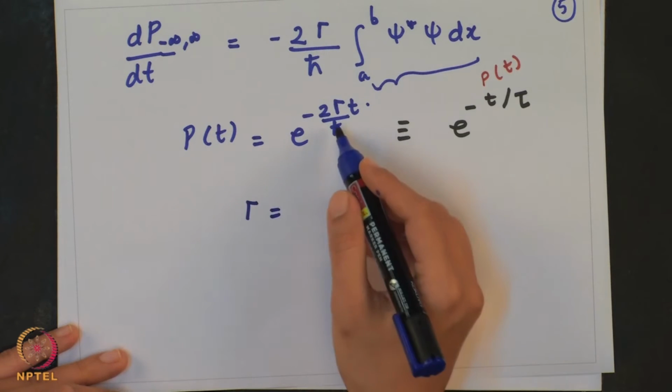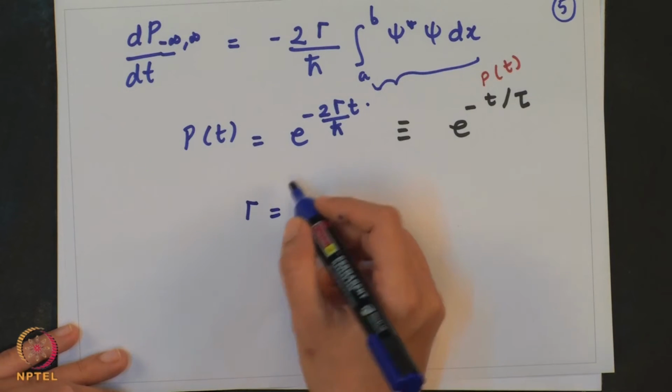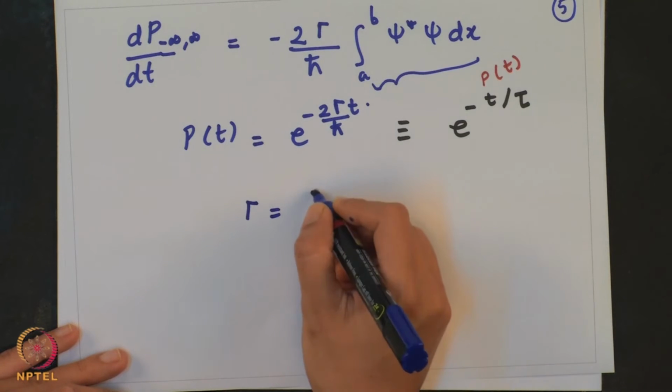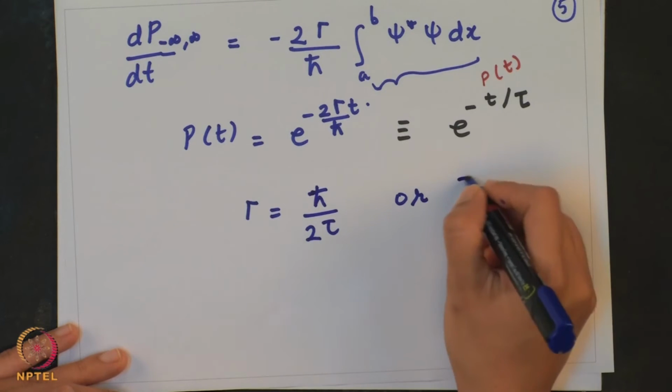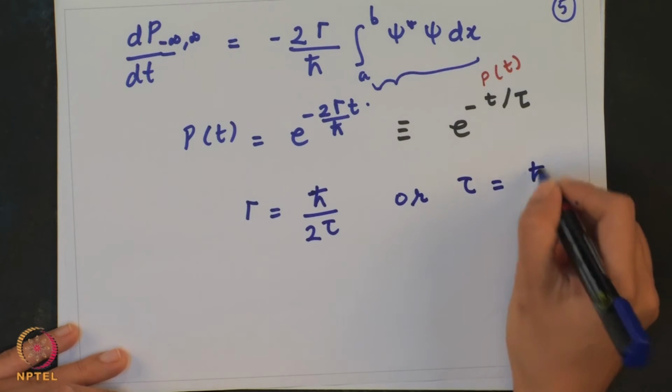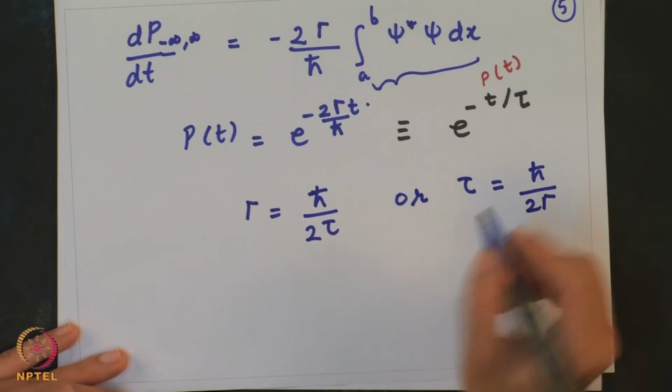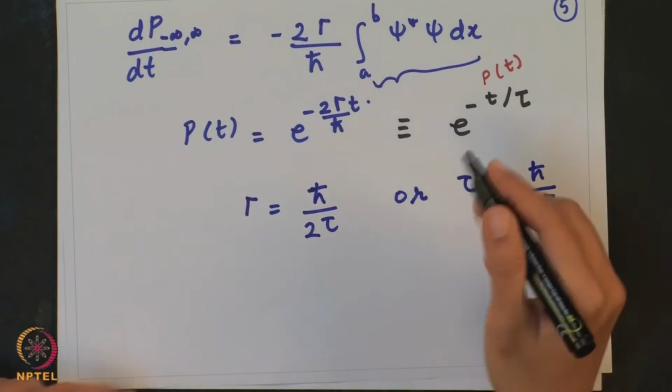So, what will be gamma? Gamma will be just in terms of tau. If you want to write, tau is nothing but h cross upon 2 gamma. Okay. So, this is what we obtain.